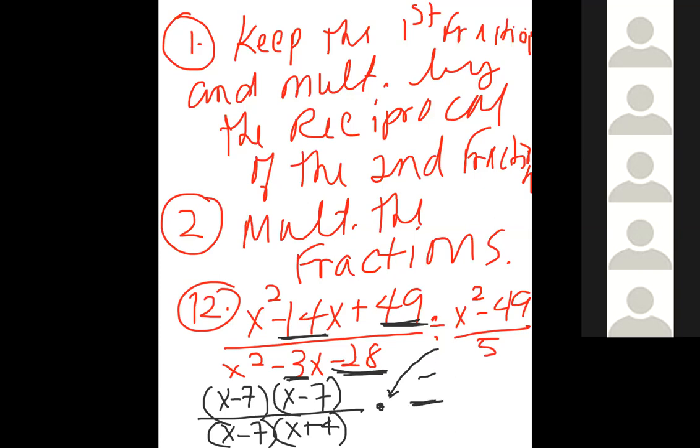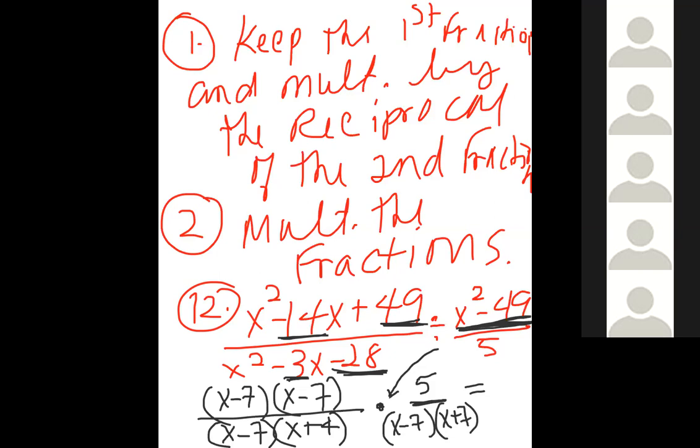So the 5 will now go to the numerator. And in the denominator, you're supposed to have the x squared minus 49. But we're going to factor this. Since it's a difference of squares, we factored into x minus 7, x plus 7. Now we have our factors, guys. So now we can go about canceling out the like factors. So let's cancel out our like factors.